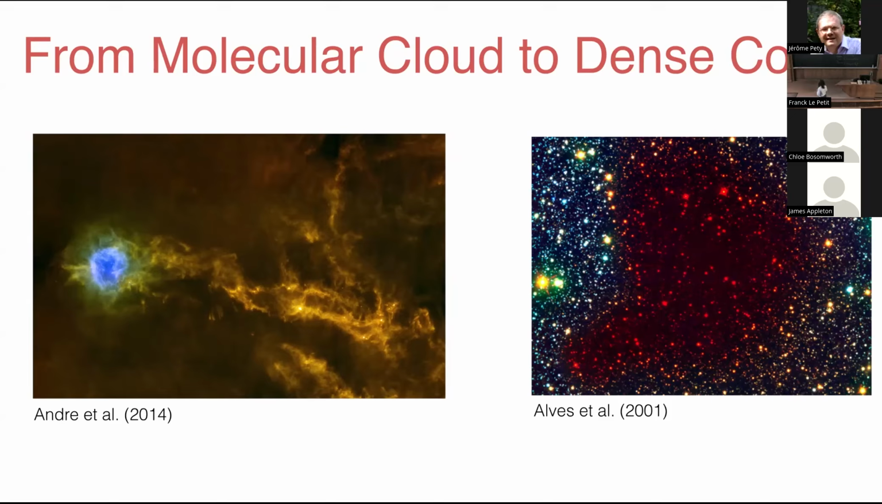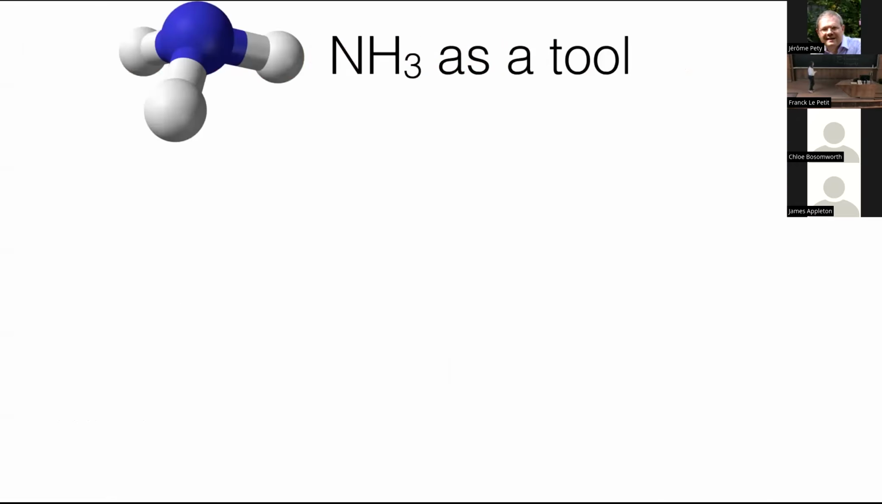So in this case, the connection between the core and the cloud, how are they joining, it's a bit unclear, because one of the key properties of dense cores is that they appear to be subsonic. So how do we go from a supersonic cloud to a subsonic core? And I'll just show you the example of using one molecule, in this case, very simple. We'll just use one hammer and one nail for most of the talk.